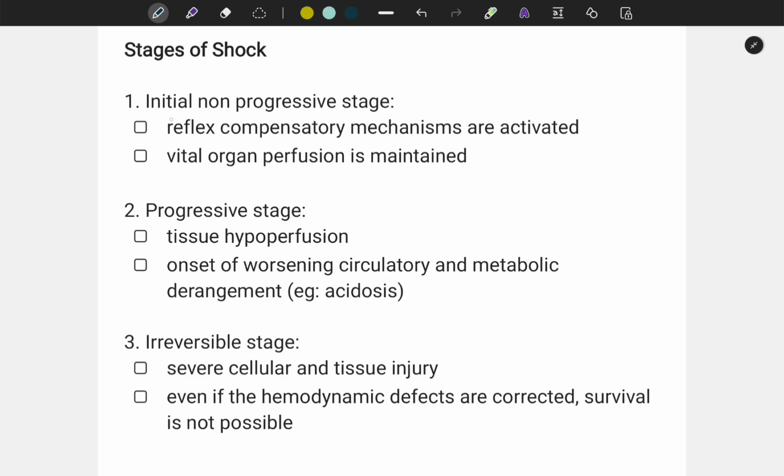There are three stages of shock. First is initial non-progressive stage, in which our reflex compensatory mechanisms are activated and they can compensate for the shock, and vital organ perfusion is well maintained over here.